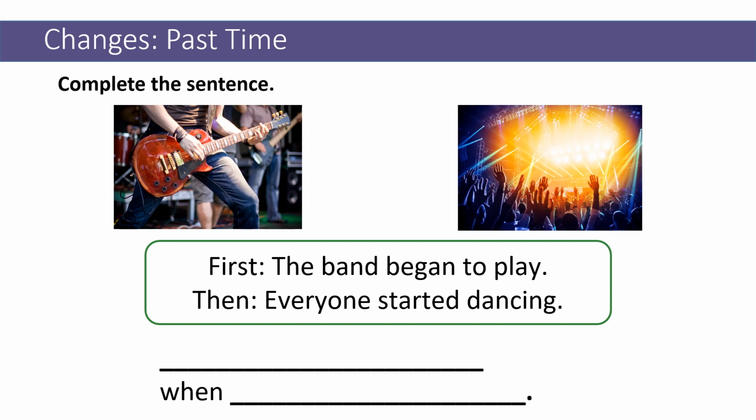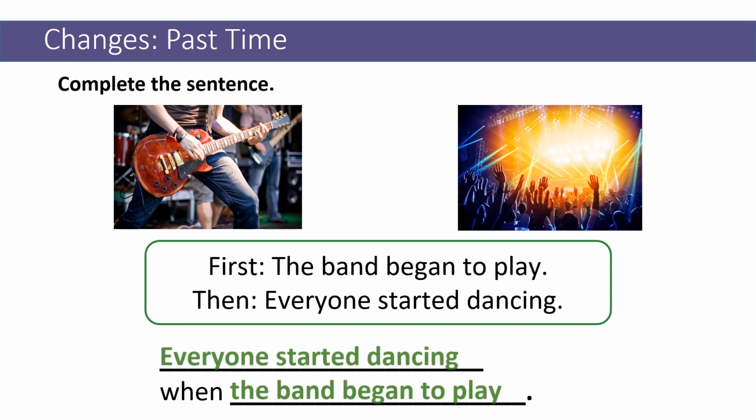So the first thing, the band began to play. And the second thing, everyone started dancing. So notice both of these ones are in the simple past, so that when we have both of them in the simple past, the first action is going to be in the when clause. Everyone started dancing when the band began to play.